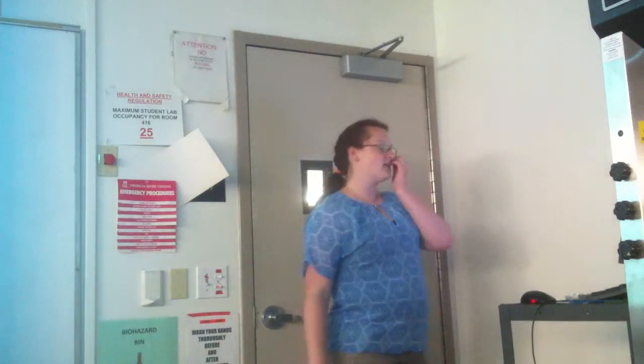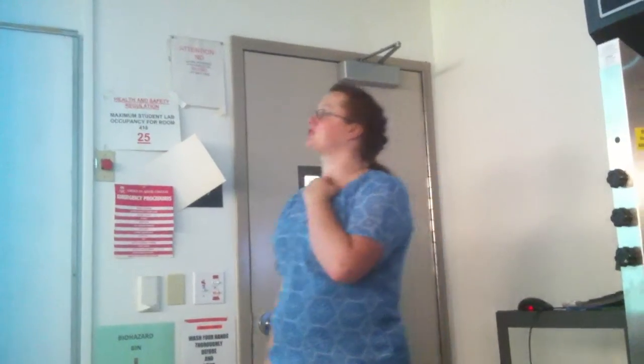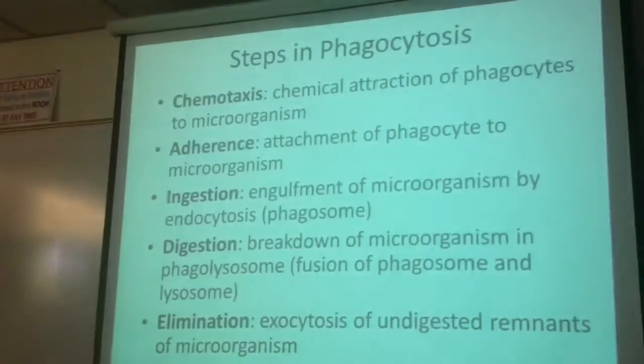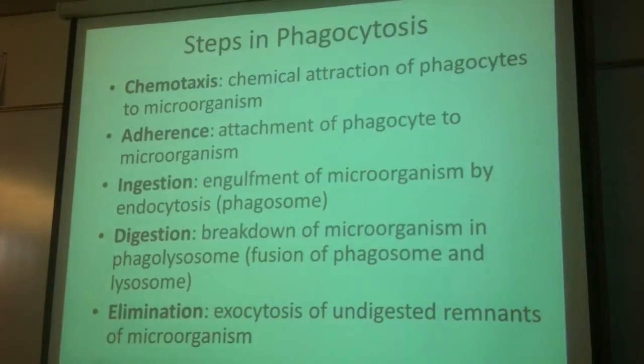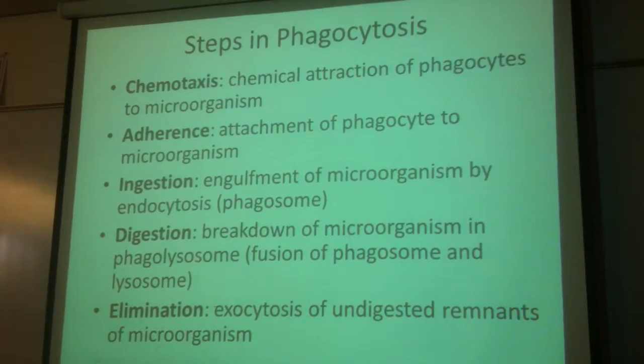Phagocytosis, we keep talking about this. The steps: you have chemotaxis, chemical attraction. There has to be some way for our natural immune system to say, this is wrong, we need to eat it and destroy it. So it has to have some kind of chemical signal, some chemical attraction. Then you need adherence, so attaching to it.